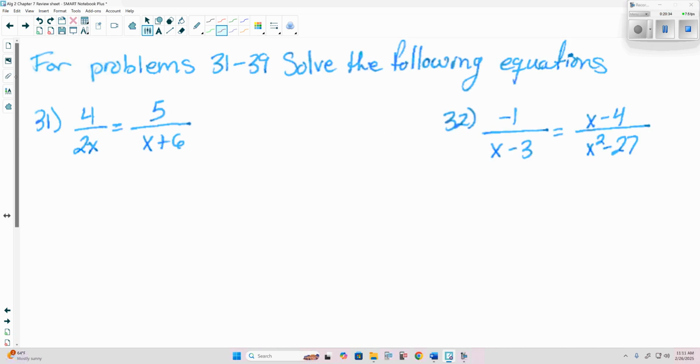Solving. Solve each of the following equations. Which one of these do we want to look at first? 31?